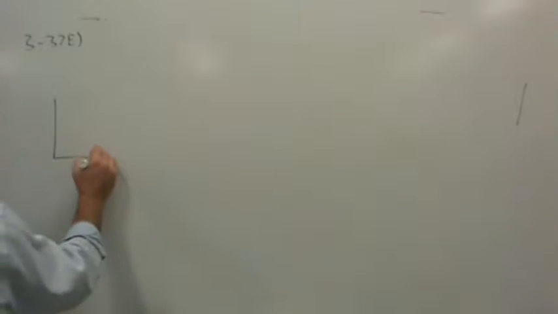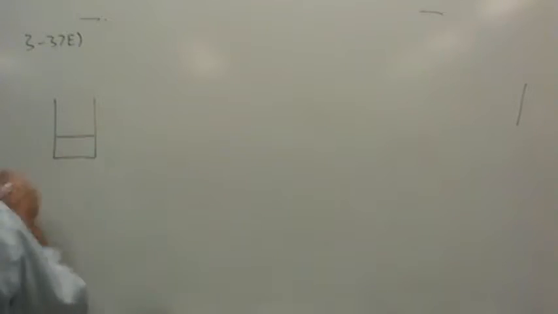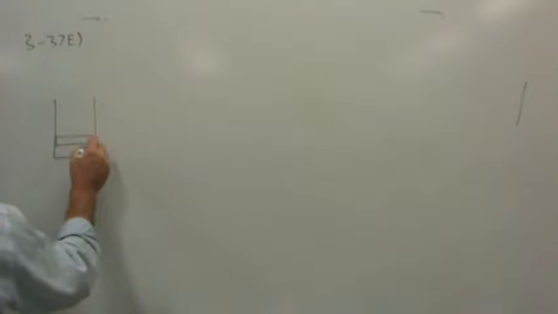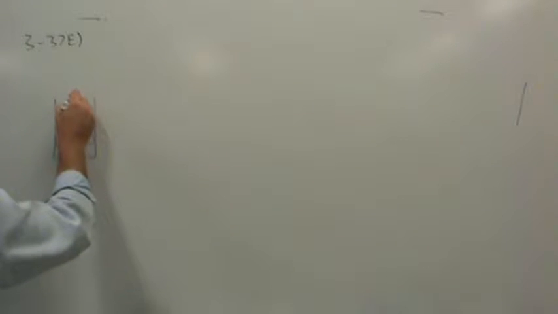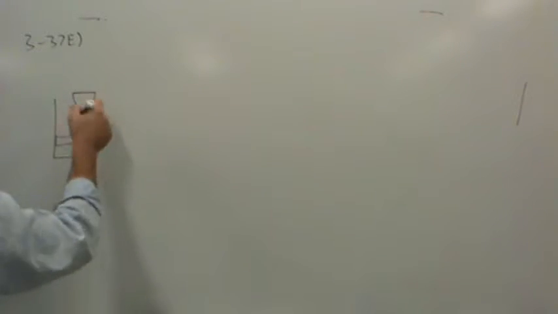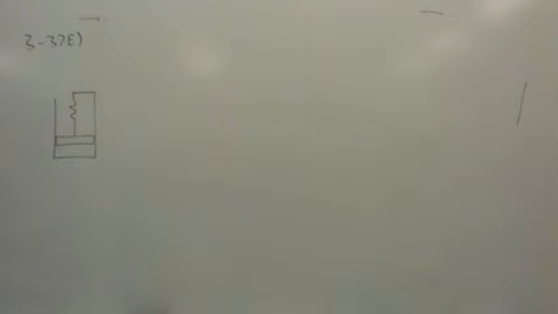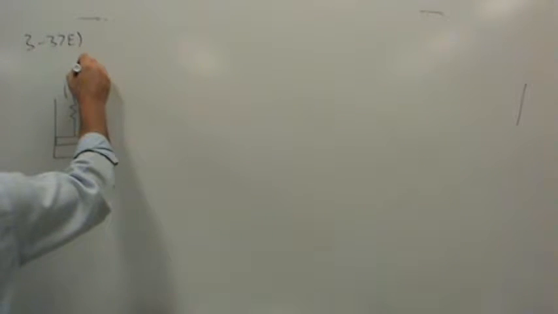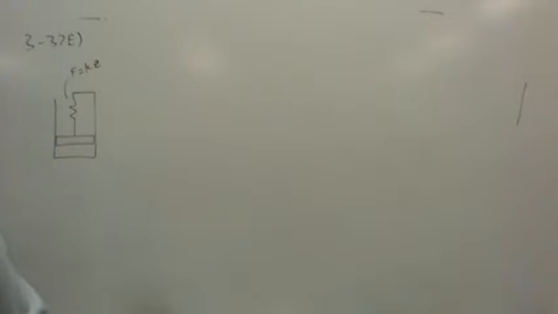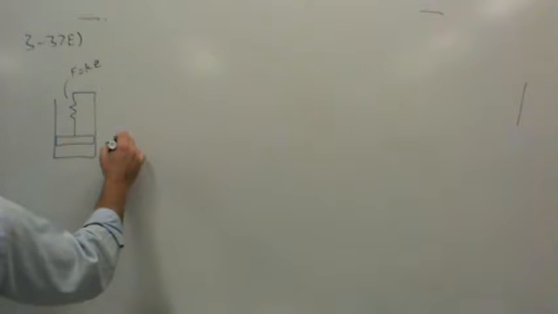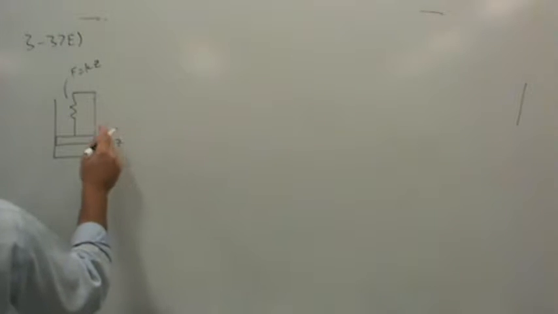Spring-loaded piston cylinder device. Okay, let's sketch it. Does the volume increase? Yeah, the volume increases, so I'll draw the piston fairly far down. It's spring-loaded. That just means there's a spring off to the side that's pushing down on it. We're told that the spring is linear. And I'm going to say F equals Kz so that I can measure the position upward from the bottom of the z-axis.